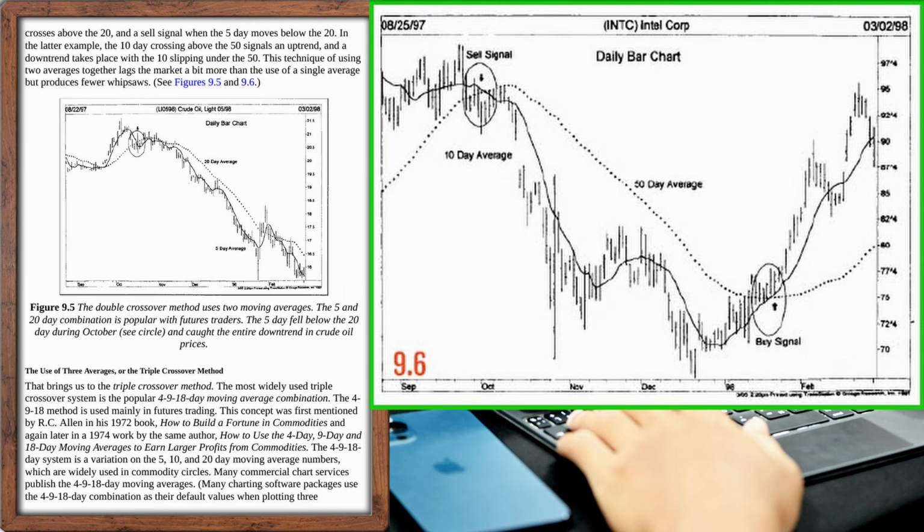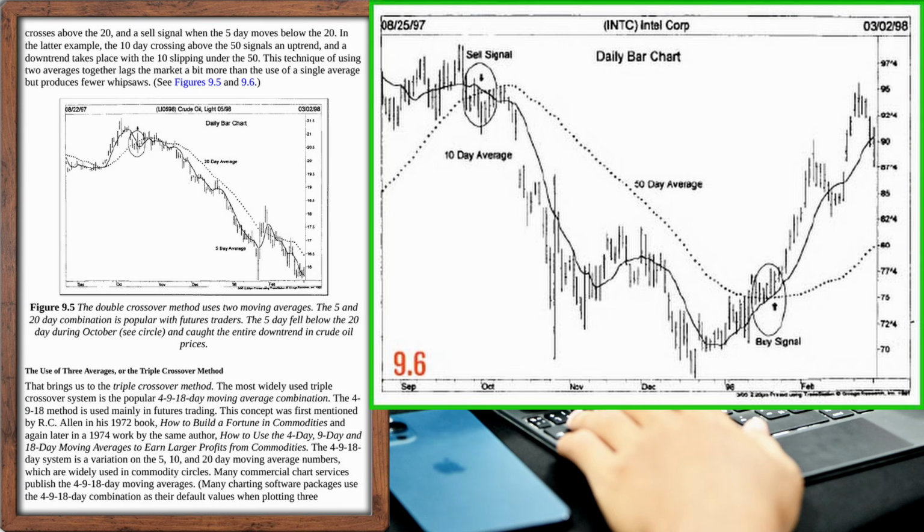The use of three averages, or the triple crossover method. That brings us to the triple crossover method. The most widely used triple crossover system is the popular 4-9-18-day moving average combination. The 4-9-18 method is used mainly in futures trading.